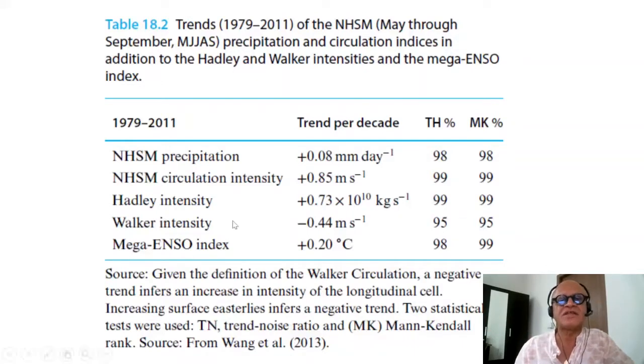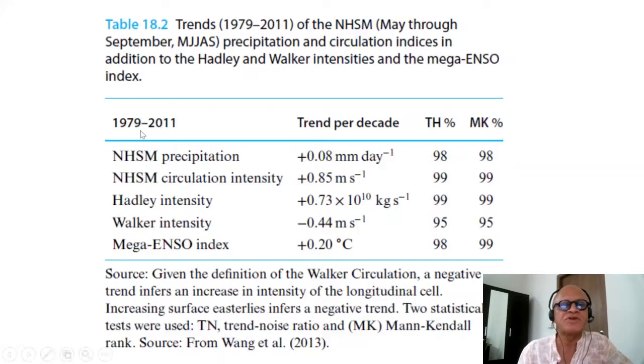This is saying that in fact both have intensified along with the northern hemisphere summer. So the trends here again are discussed for May through September, MJJAS, so May, June, July, August, September precipitation and circulation indices, in addition to the Hadley and Walker intensities and the mega ENSO index. We will see what that is in a minute.